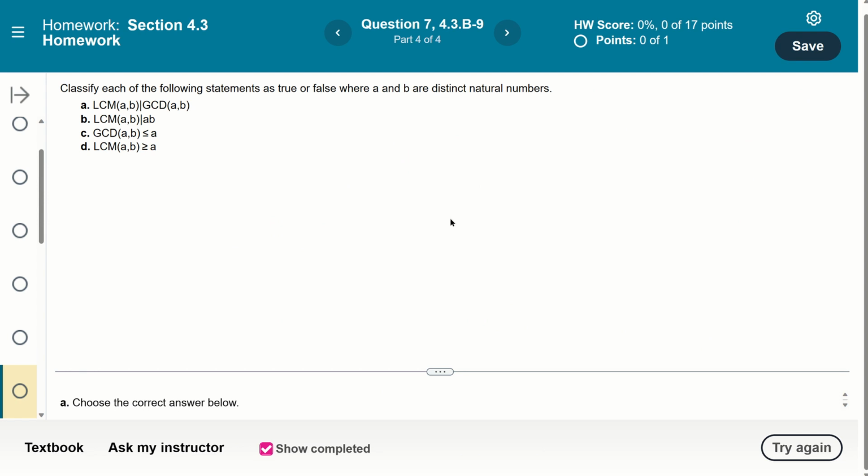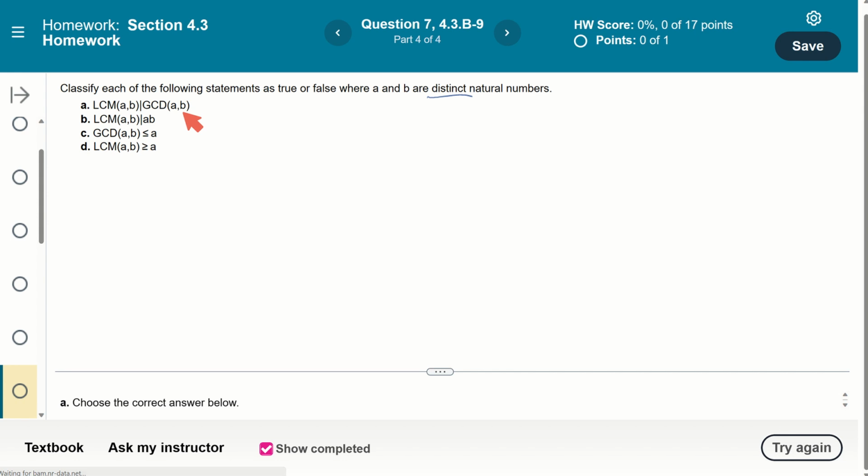Okay, here we have an example that really helps us make sure we understand the relationship between LCM and GCD. So we have two distinct natural numbers, A and B. It's extremely important, that fact, because otherwise some of our answers would not work. So distinct means different, right? So they're not the same. So for example, here in part A, we're asked if it's true or false that the LCM of two numbers divides the GCD of those two numbers, the same numbers.